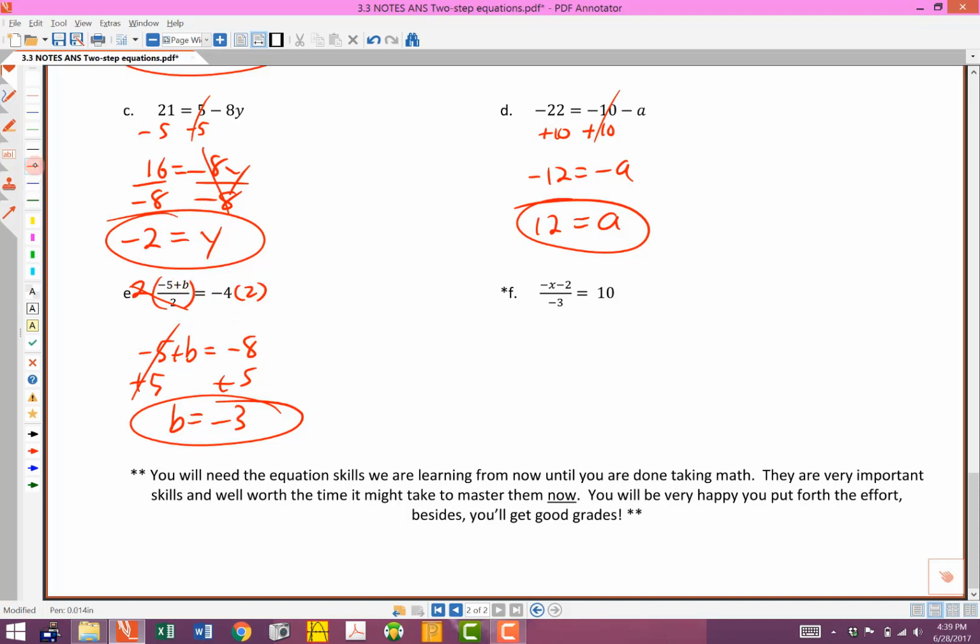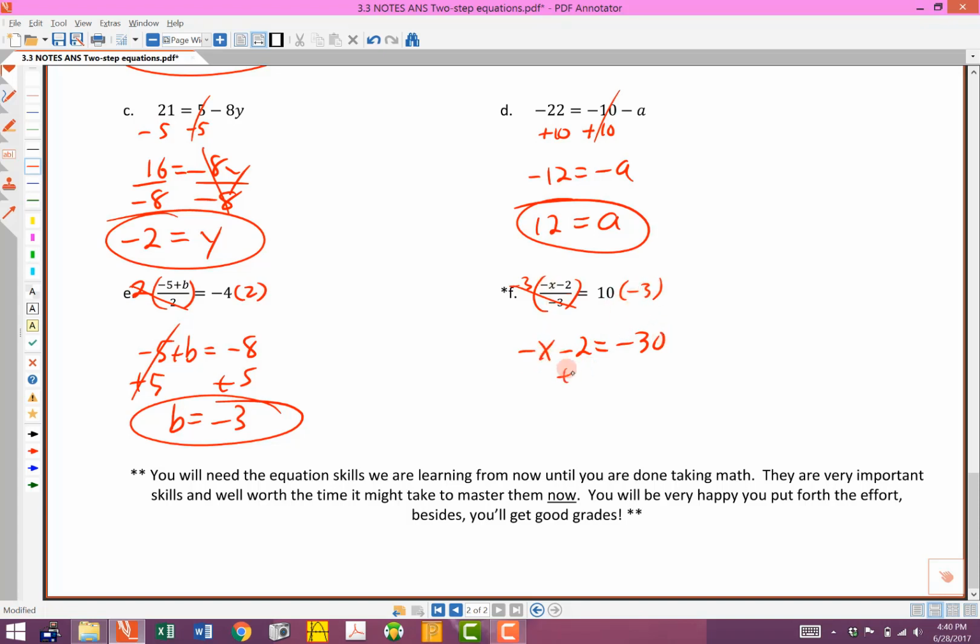Now I've got an asterisk by f for a reason. See if you can think of what it is. Again, those are grouped together, so I'm going to get rid of that fraction bar first. I'm going to do multiplying by negative 3. Cancel will be a 1, so we've got 1 times this stuff, so negative x minus 2 equals negative 30. Once I do those integer operations there.